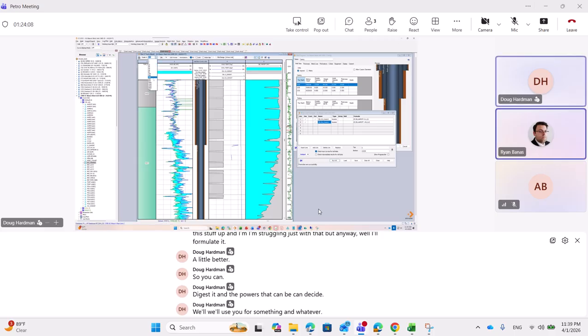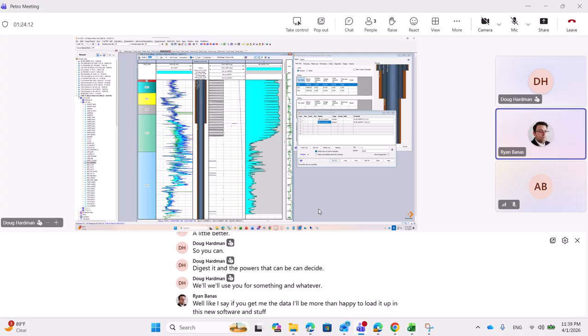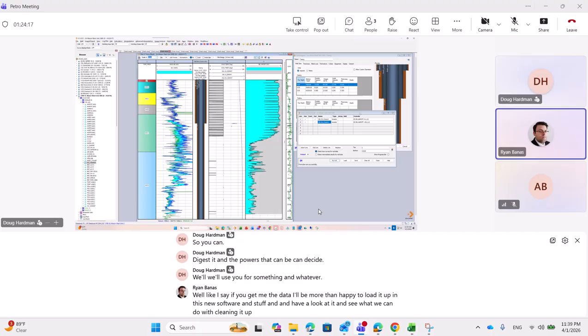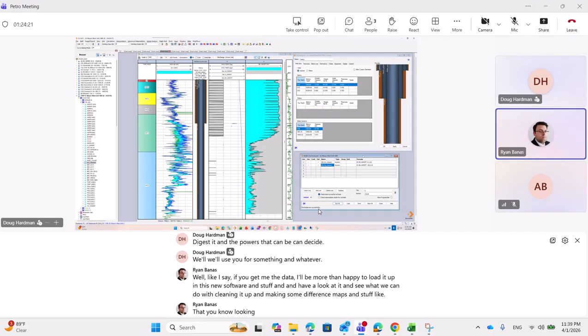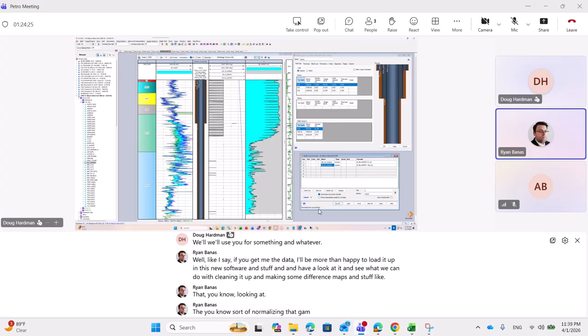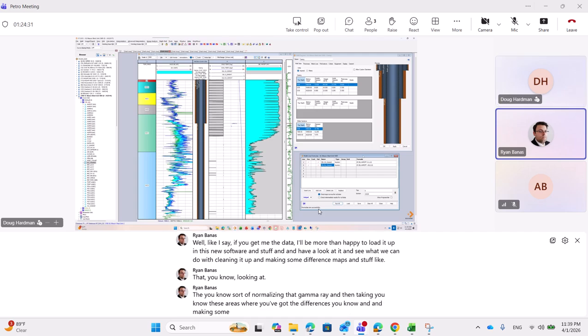Well, like I say, if you give me the data, I'd be more than happy to load it up in this new software and have a look at it and see what we can do with cleaning it up and making some difference maps, looking at normalizing that gamma ray and then taking these areas where you've got the differences, and making some plots of that by zone.